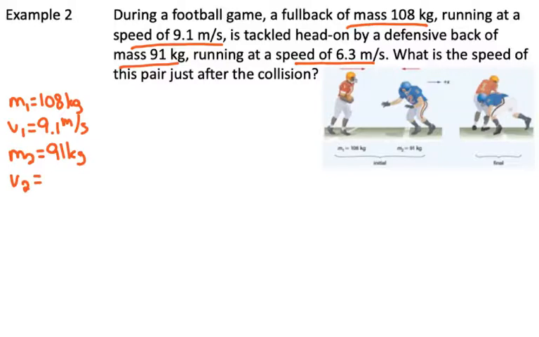This is why I've included the picture here, because we have the fullback who is running this way. Call it to the right, call it to the east, whichever direction you want. He is running that way. And the defensive back is running this way, in the opposite direction. So even though it's not explicitly stated, we do need to understand what's going on in the question so that V2 is actually in the opposite direction of V1. So we do need to make it negative.